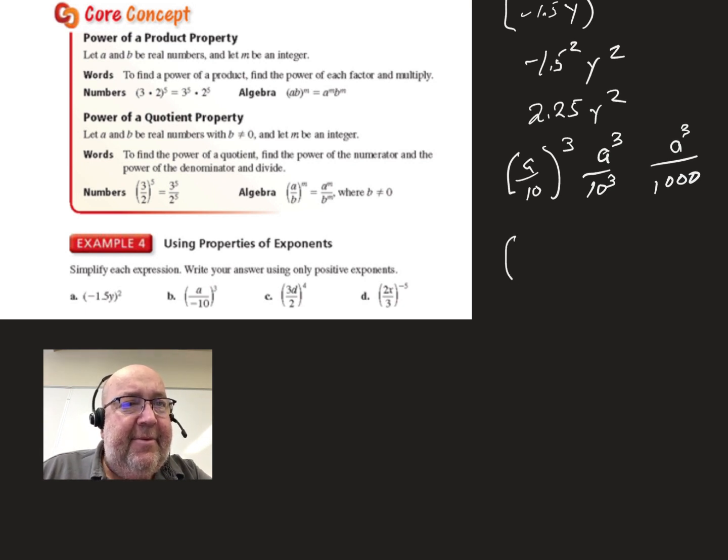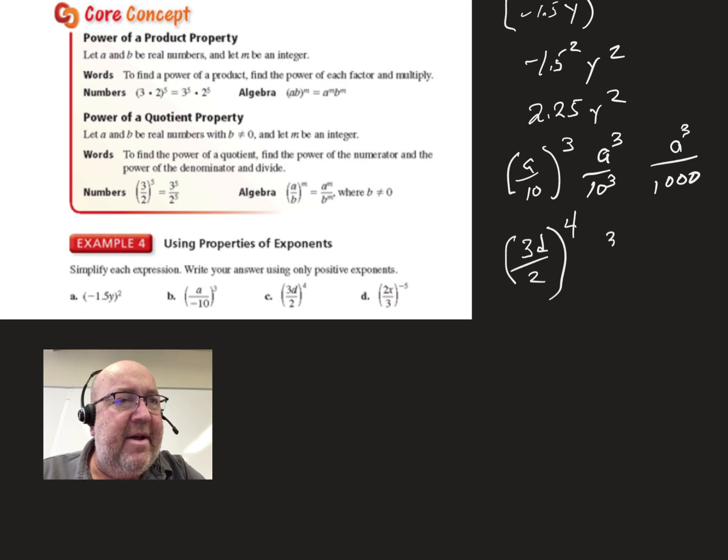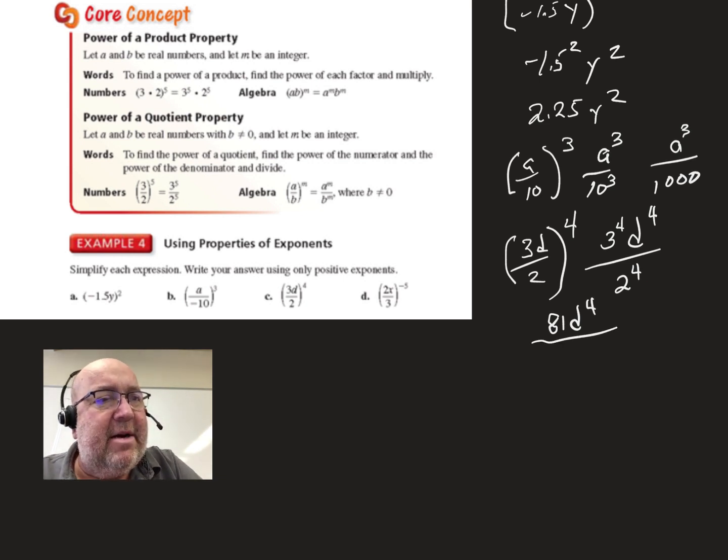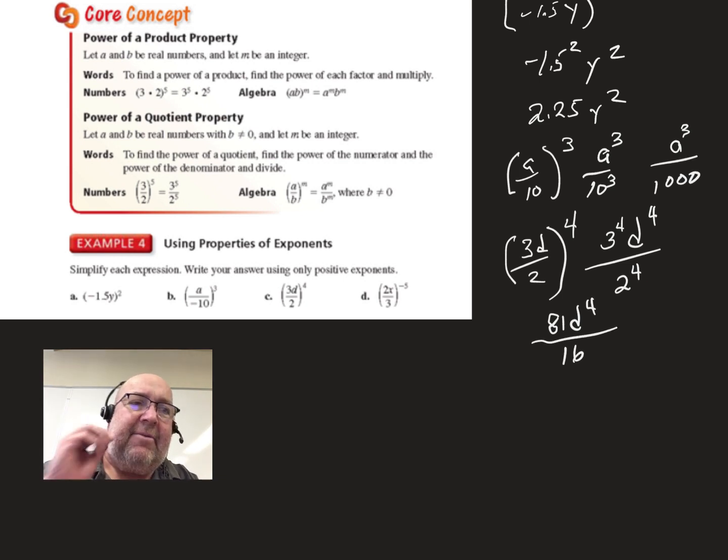For C, we have 3d over 2, and that's in parentheses to the fourth power, so that means we have 3 to the fourth power, d to the fourth power, over 2 to the fourth power. 3 to the fourth power is 81, d fourth, and 2 to the fourth power is 16. I can't reduce 81 and 16, so I can leave it just like that.